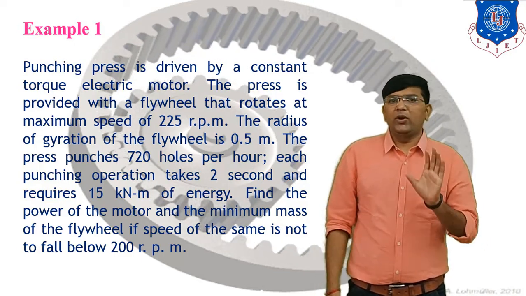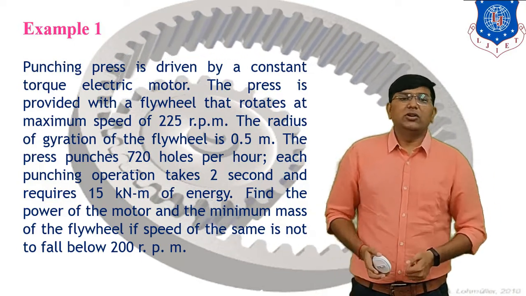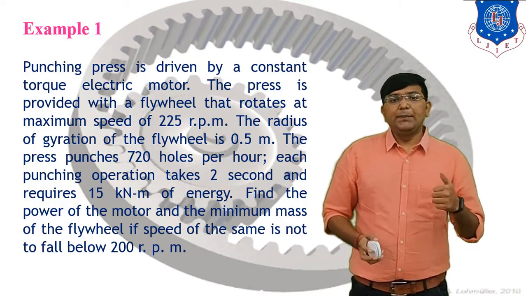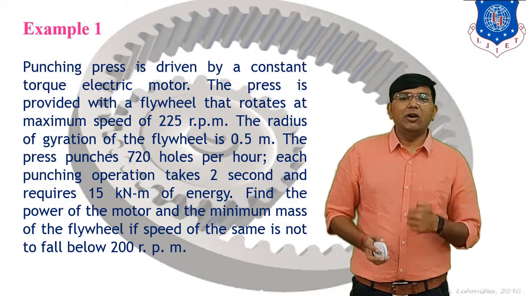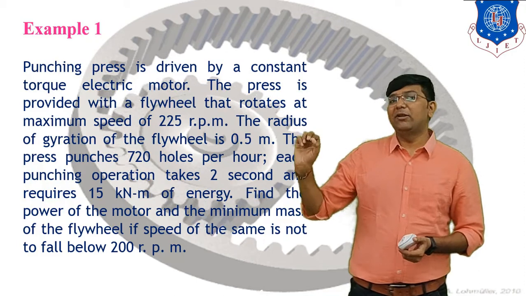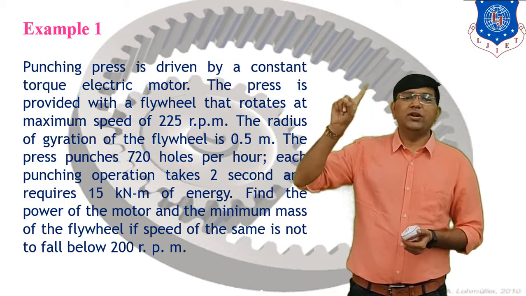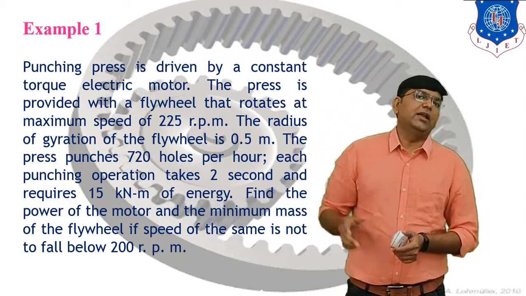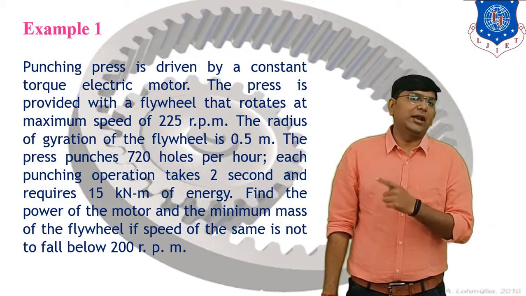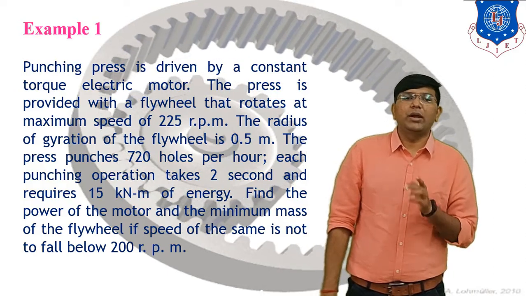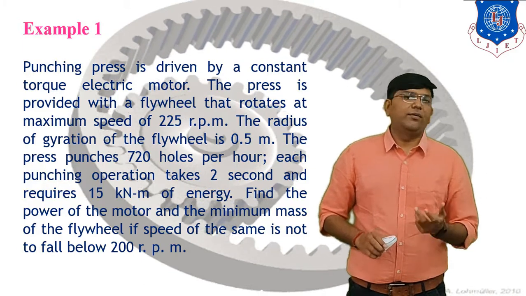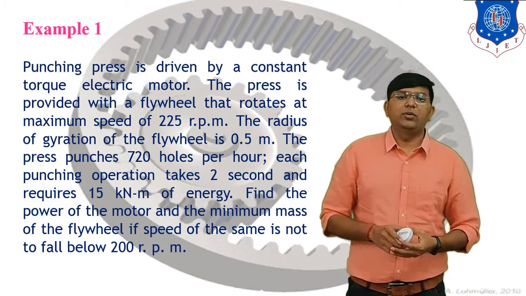Now we have to solve one numerical based on the punching press. The punching press is driven by a constant torque electric motor. The press is provided with a flywheel that rotates at a maximum speed of 225 rpm. Now, two speeds are involved. The first one is the maximum speed and the second one is the minimum speed. Maximum speed we indicate as capital N1 and minimum speed as capital N2. So the value of N1 is 225 rpm. The radius of gyration of the flywheel is 0.5 meter, so small k is equal to 0.5 meter.